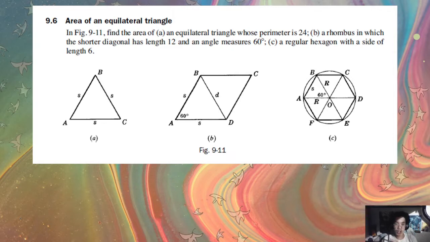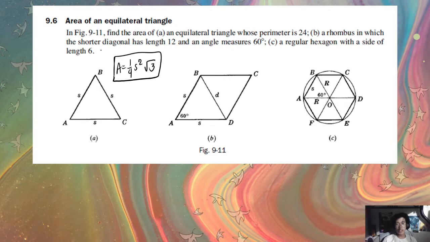The first one is very easy, it's an equilateral triangle. The second one is a rhombus. And the third one is a bit challenging, it's a hexagon. Okay, so for the first one, given that we have an equilateral triangle whose perimeter is 24, what is the area of the figure? Now, the area of an equilateral triangle, as I have mentioned during the discussion, is equal to 1/4 of the square of its side measurement multiplied by the square root of 3. So this is the general formula.